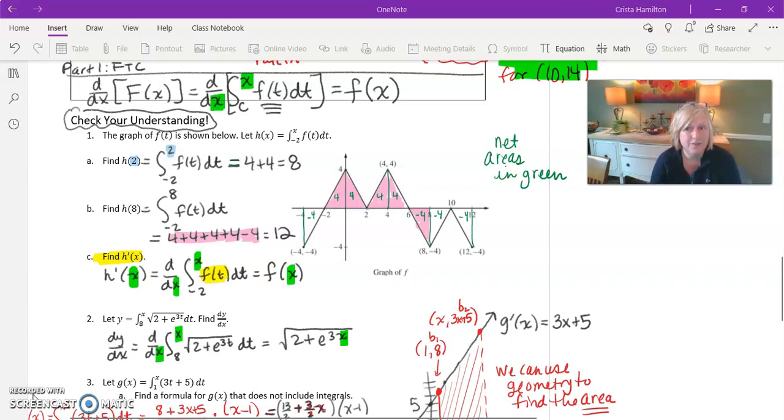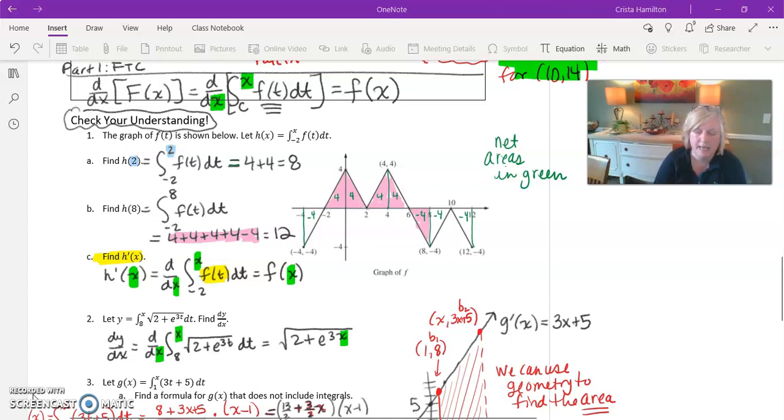The only thing that's different is that when we have the rate function inside the integral, we have that placeholder variable of t. We have a function of x, the upper bound. When we take the derivative, we get that rate function inside, but the variable we took the derivative with respect to is x. So it ends up just being f of x.